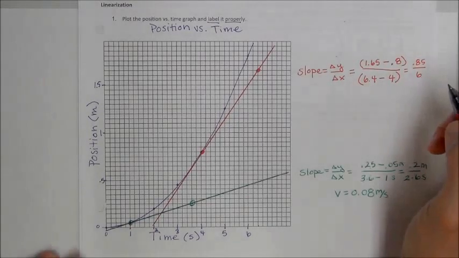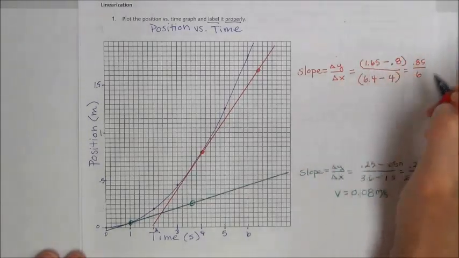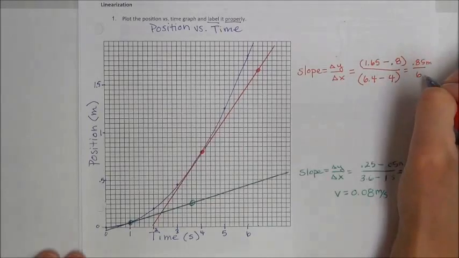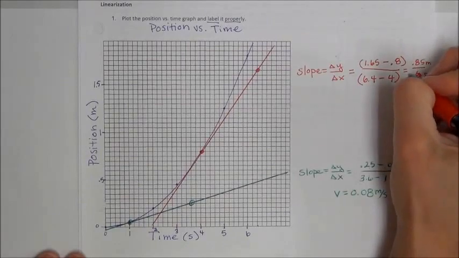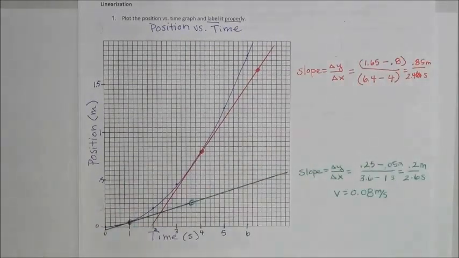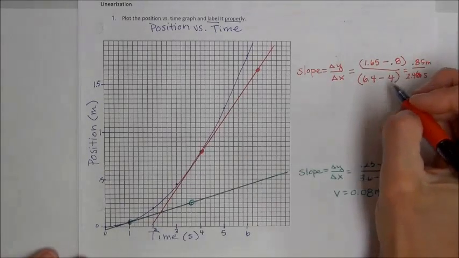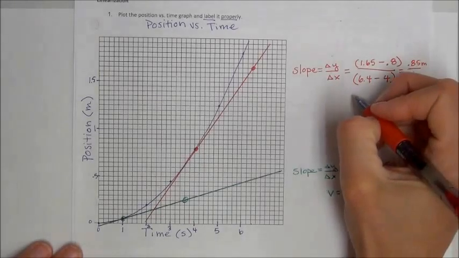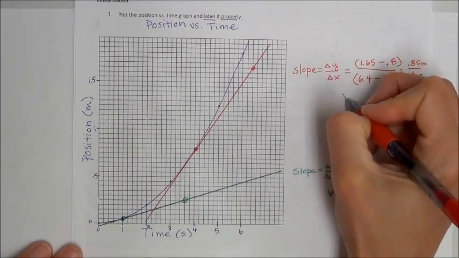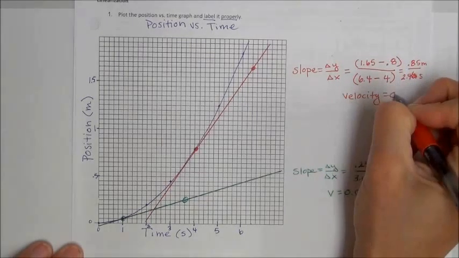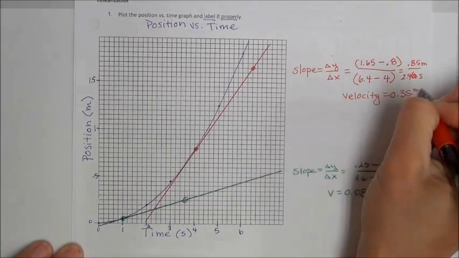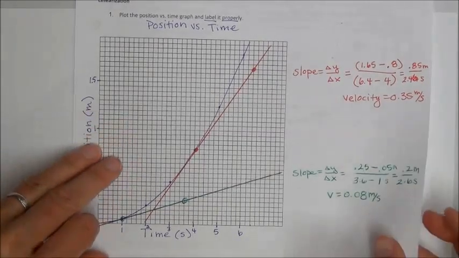And I get that my slope, and this is in meters, this is in seconds. Oh, 6. Man, I wish I could do math. 2.4. 0.85 divided by 2.4 is 0.35. So my velocity is equal to 0.35 meters per second. And that happens at 4 seconds.